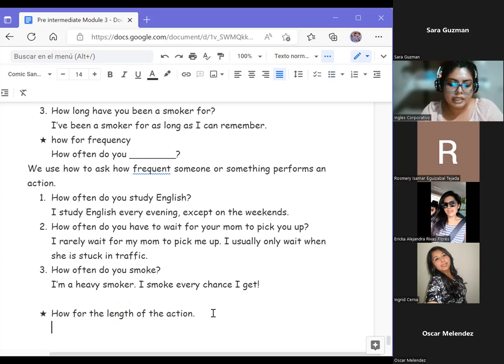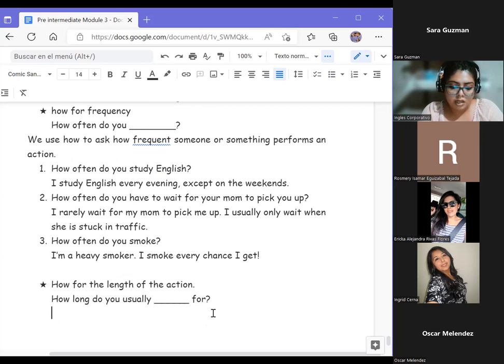And we have the example. How long do you usually... And it says, we use how long when asking about the amount of time someone spends doing an action or an activity.